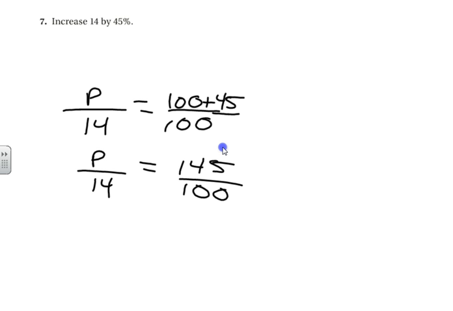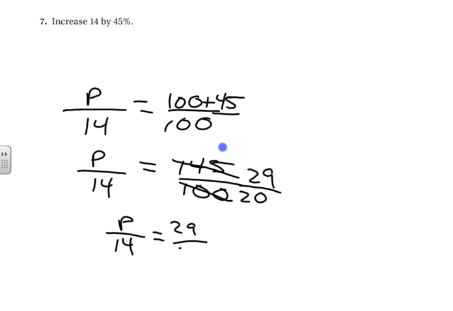Do you want to simplify the 145 over 100? What do you want to divide them by? By 5? Okay. So when we divide 100 by 5, we get 20. And when we divide 145 by 5, we get 29. So we really have P over 14 equals 29 over 20.